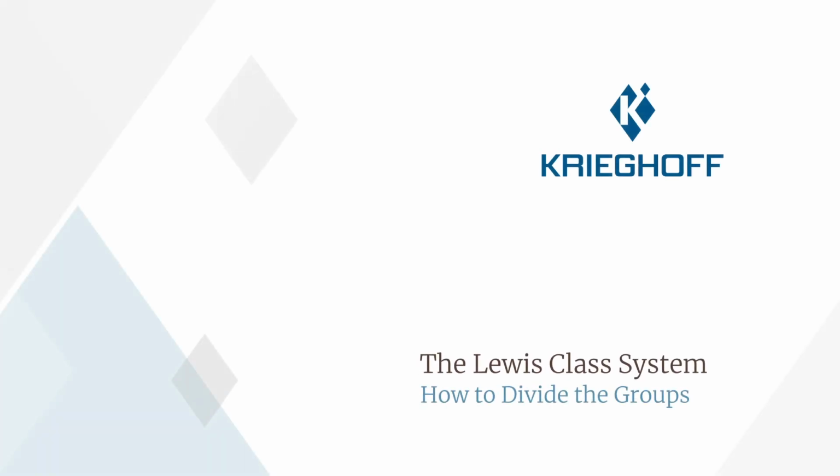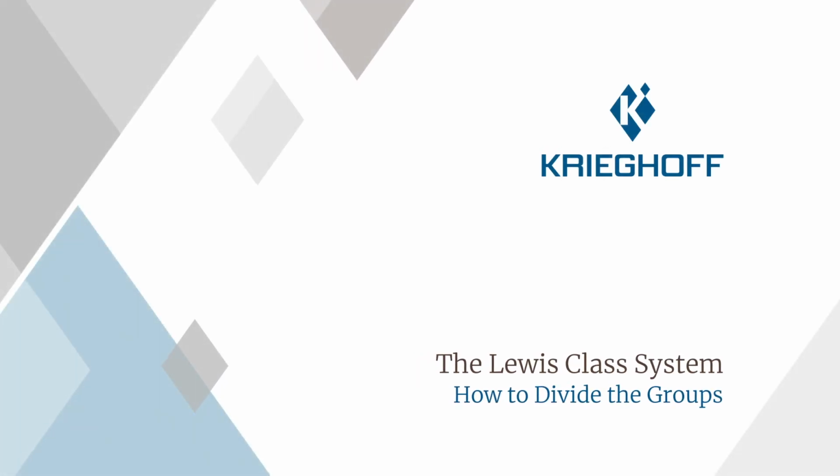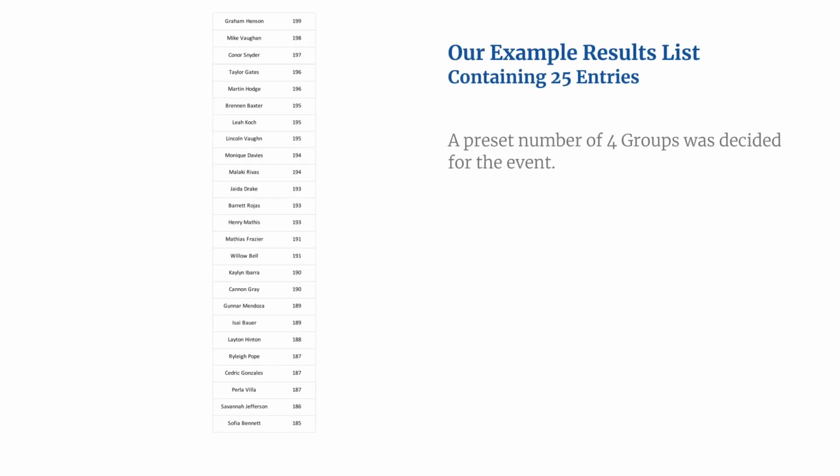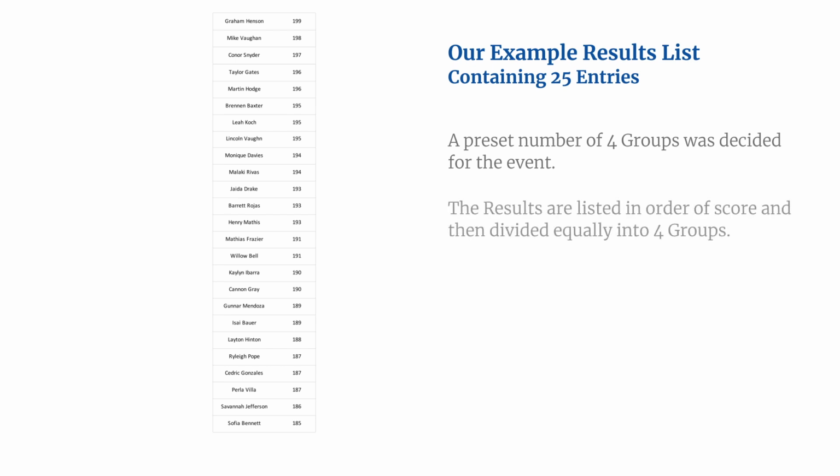In this video, we're covering the Lewis class system. I'll take you through the examples to understand how we determine the groups. We'll work with our small example results from 25 entries. A preset of 4 groups was decided for this event.